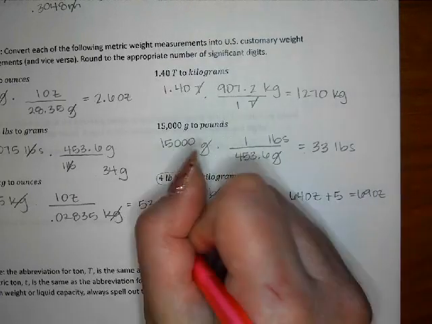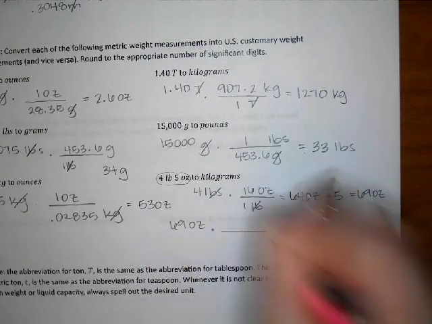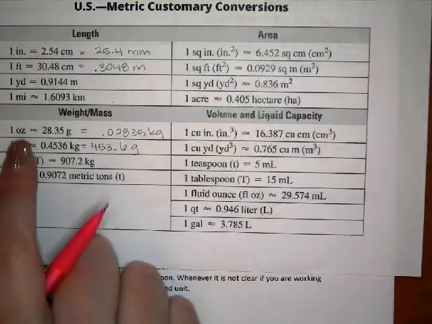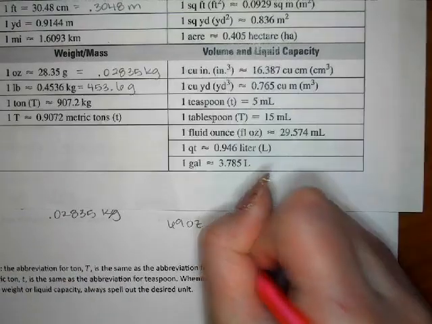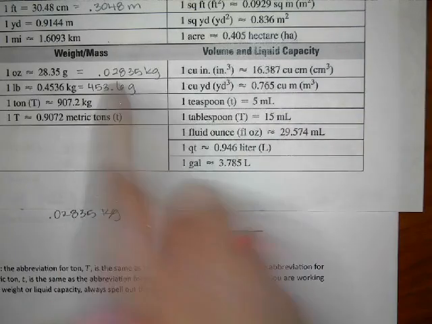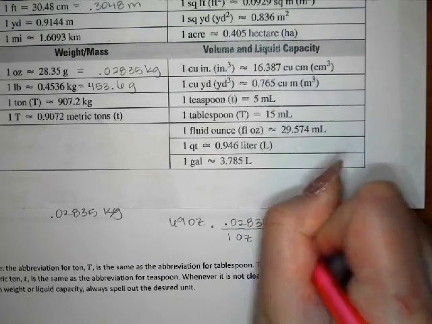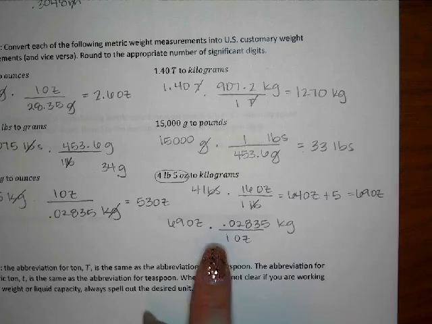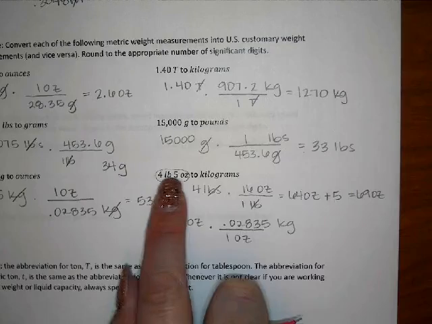69 ounces total into kilograms. Okay, so now I'm going to look back at my US and metric conversion, ounces and kilograms, and that's the one I'm going to be using. So 1 ounce is the same as 0.02835 kilograms. And I'm going to use the appropriate number of significant digits. And here I can see one number and one number, but this was really 2 significant digits, and so that's what I'm going to use.